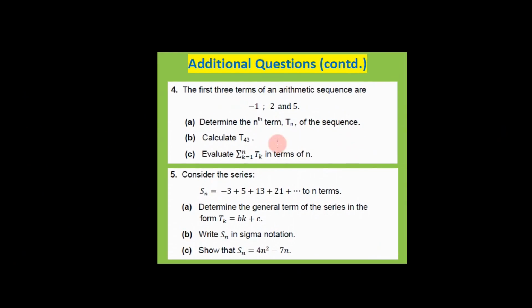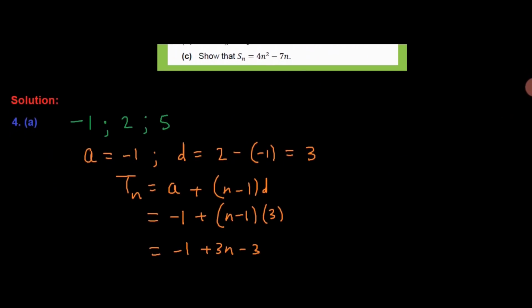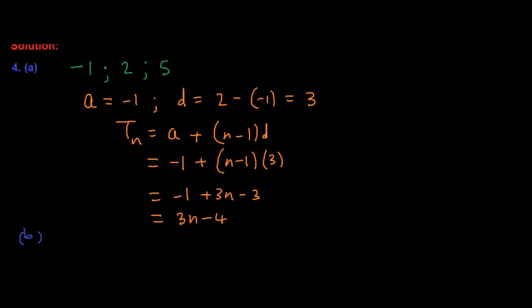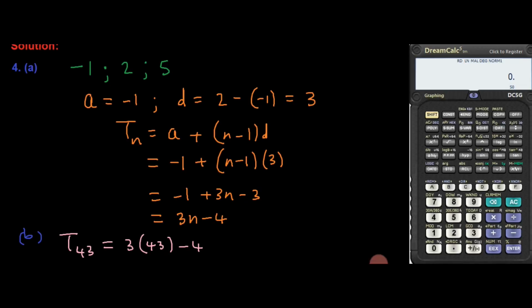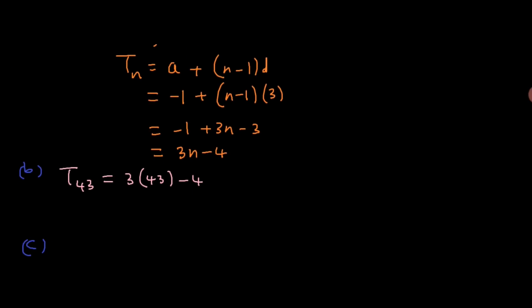In the second question, we have to calculate T sub 43. So the value of the 43rd term, T sub 43, we plug in 43 for n in the general term. So 3 times 43 less 4. And we see that it comes to 125.